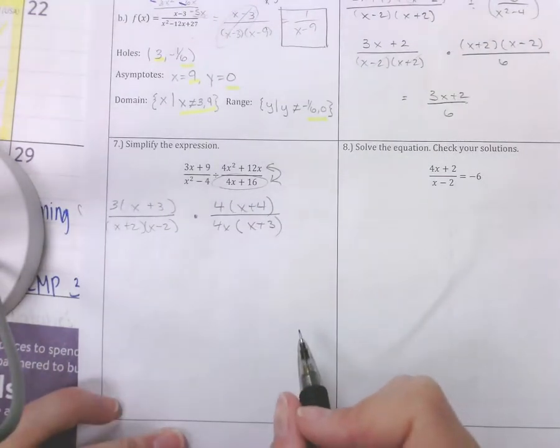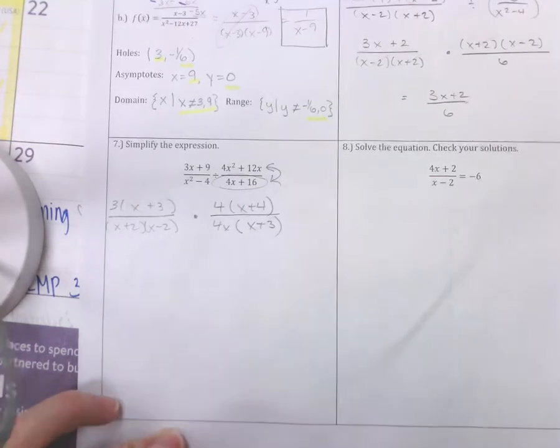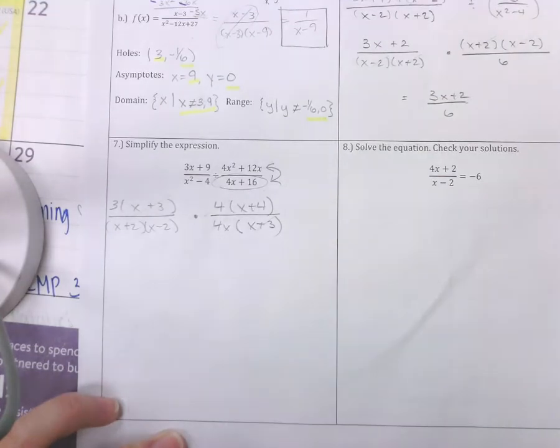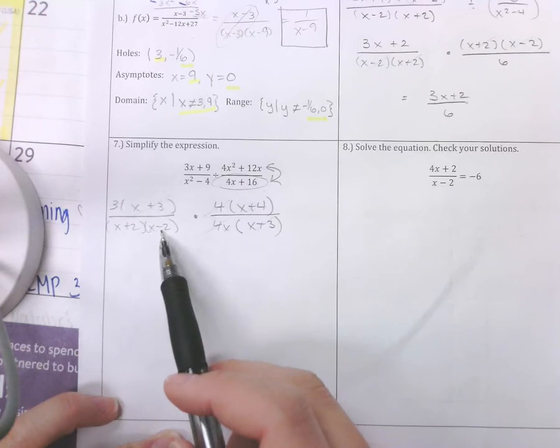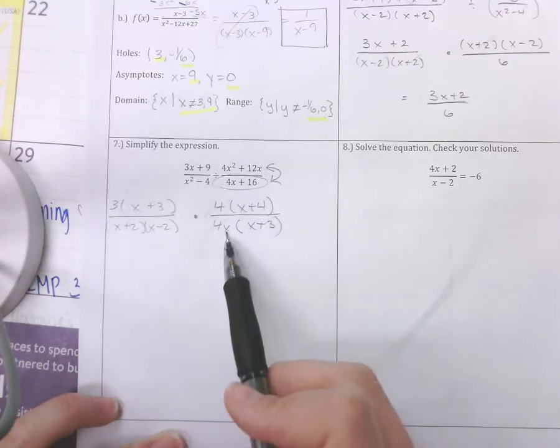Okay, stuff that cancels. You can cancel x plus 3. You can cancel this 4. This is an x plus 4. This is an x plus 2, x minus 2. None of that cancels. There's no things that cancel with 3. There's this random x here.